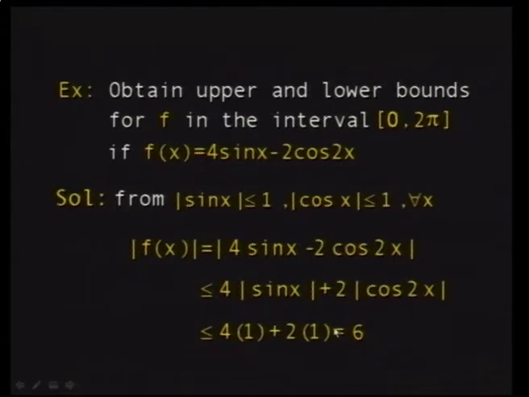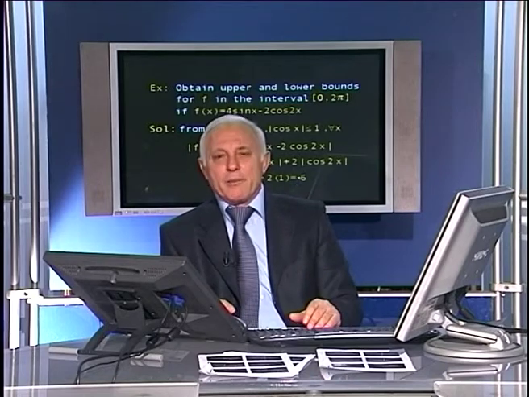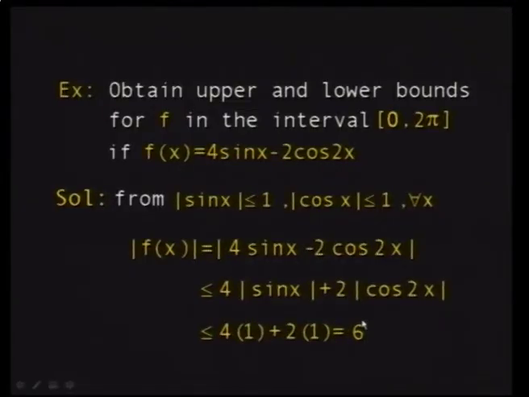We don't know this. But we are sure that the modulus cannot exceed 6. So it cannot exceed 6 and it cannot exceed 7. And it could be equal to 5 only. We don't know this, but this is called an upper bound. So this is an upper bound of the expression for modulus f of x. So the function has an upper bound.